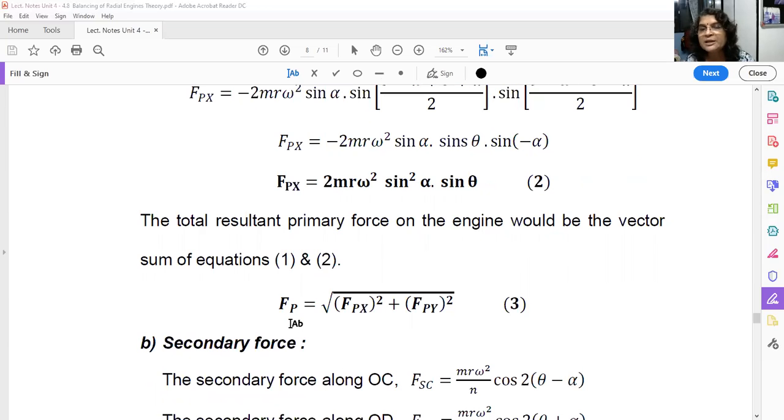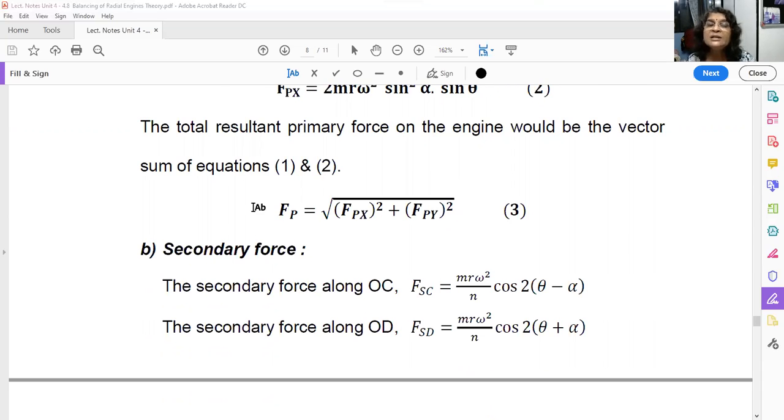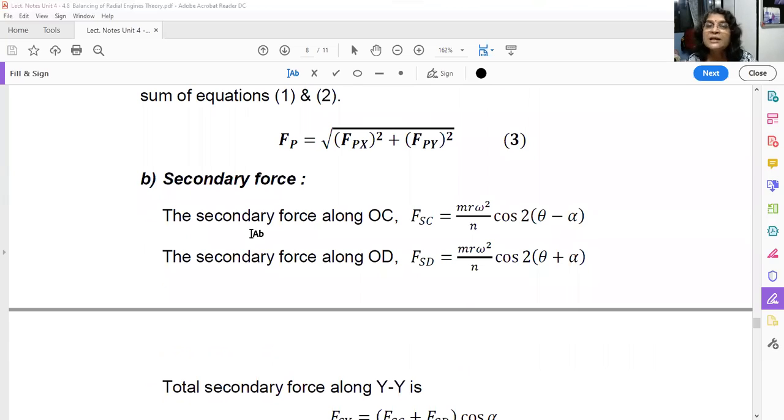So Fp, that is the total primary force, is equal to, it is a vector addition, square root of Fpx square plus Fpy square. Okay. Now let us analyze the secondary force. The secondary force you have to analyze in a similar fashion.